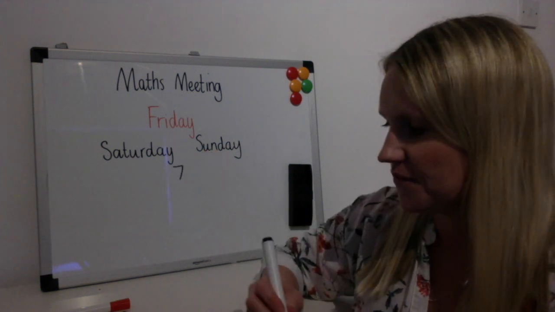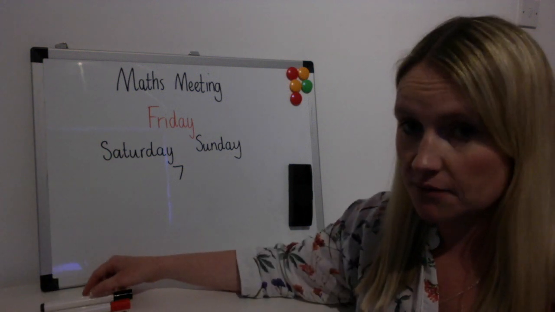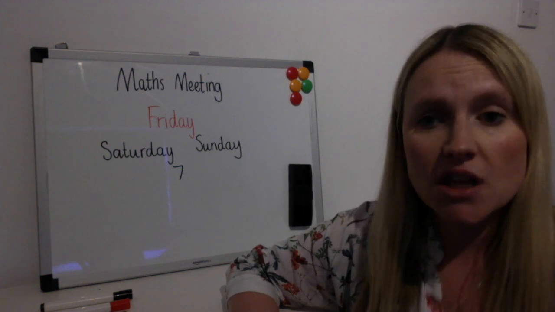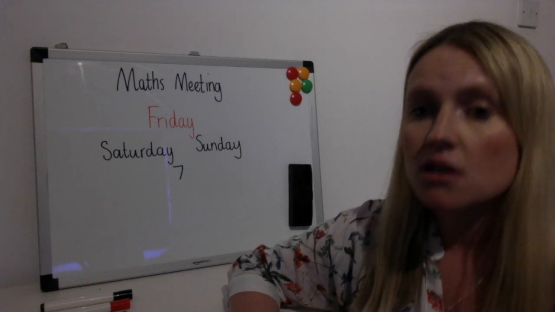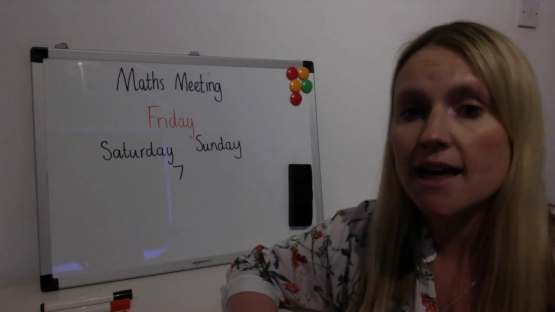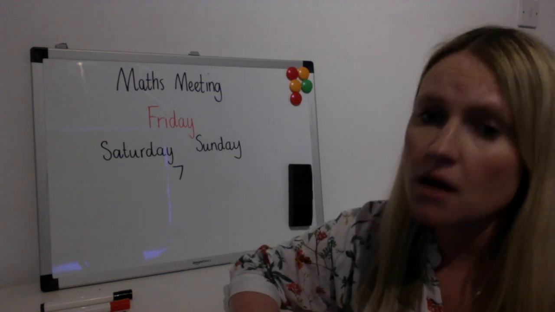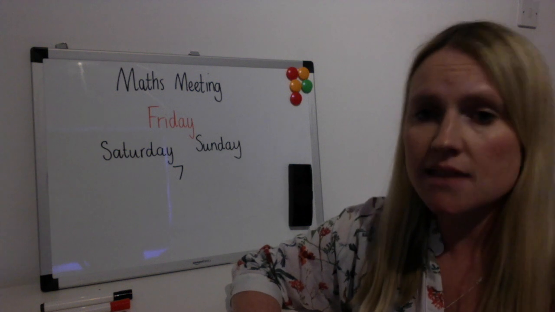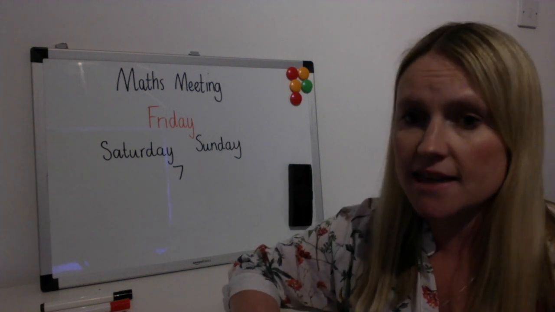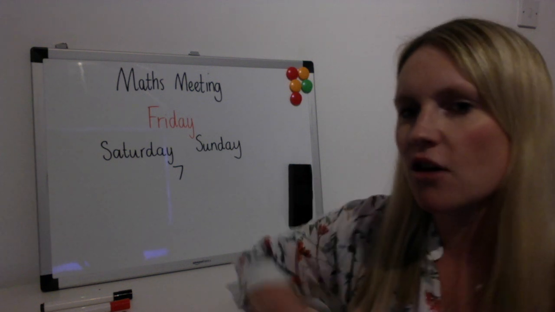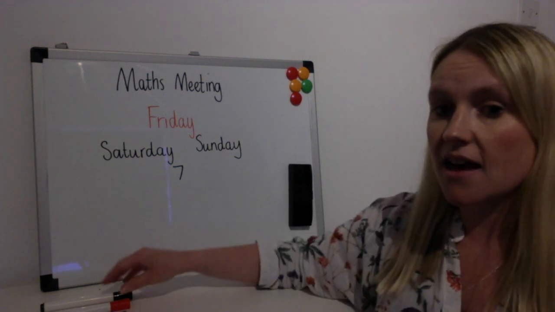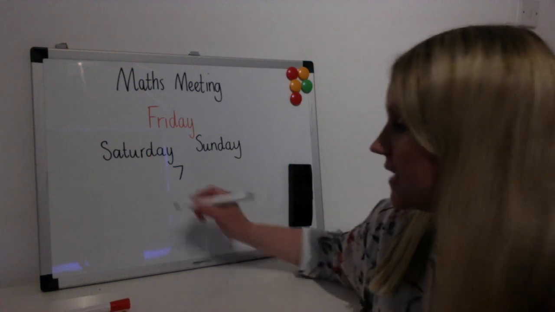Very good. Let's go on to our months of the year. January, February, March and April, May, June, July and August, September, October, November, December. These are the months of the year. Yes, they are. How many months are there in a year? That's right, there are 12 months in the year.